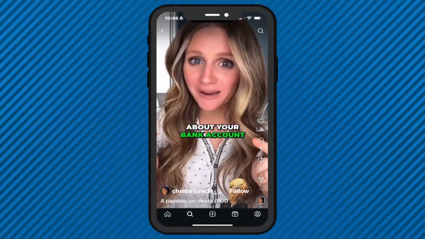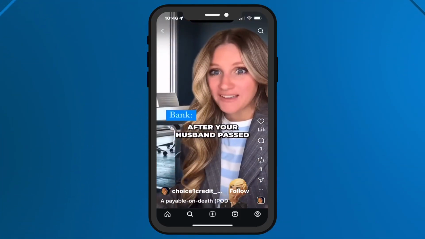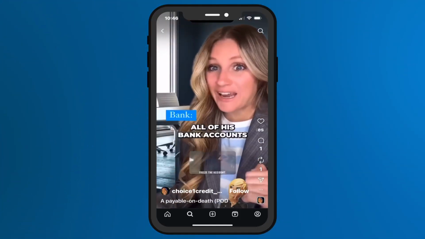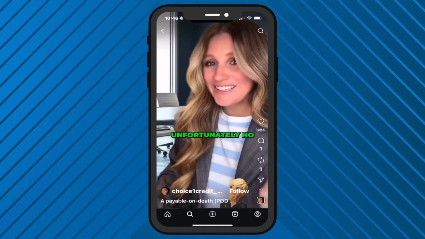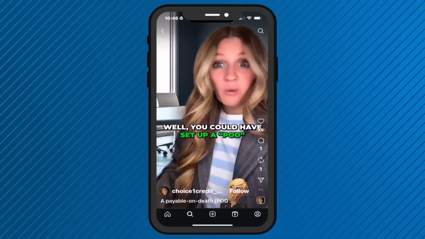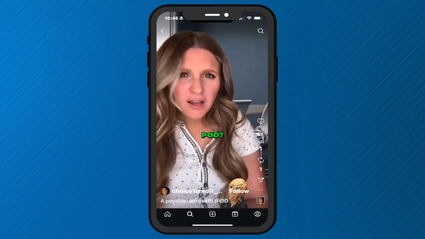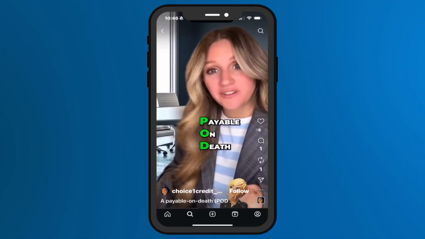Sure, you know this about your bank account if you're married or have a partner. I'm so sorry, ma'am. After your husband passed, we had to freeze all of his bank accounts. But I'm his wife. I can't get access to those funds? Unfortunately, no. You're going to have to go through costly probate now. What could I have done differently? Well, you could have set up a POD. POD? What's that? It stands for Payable on Death, or POD for short.